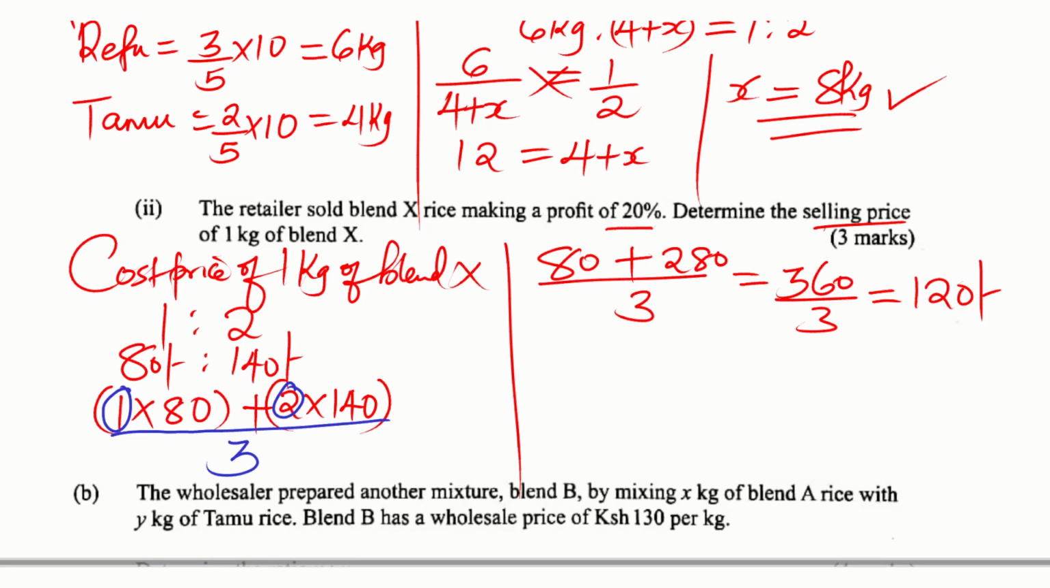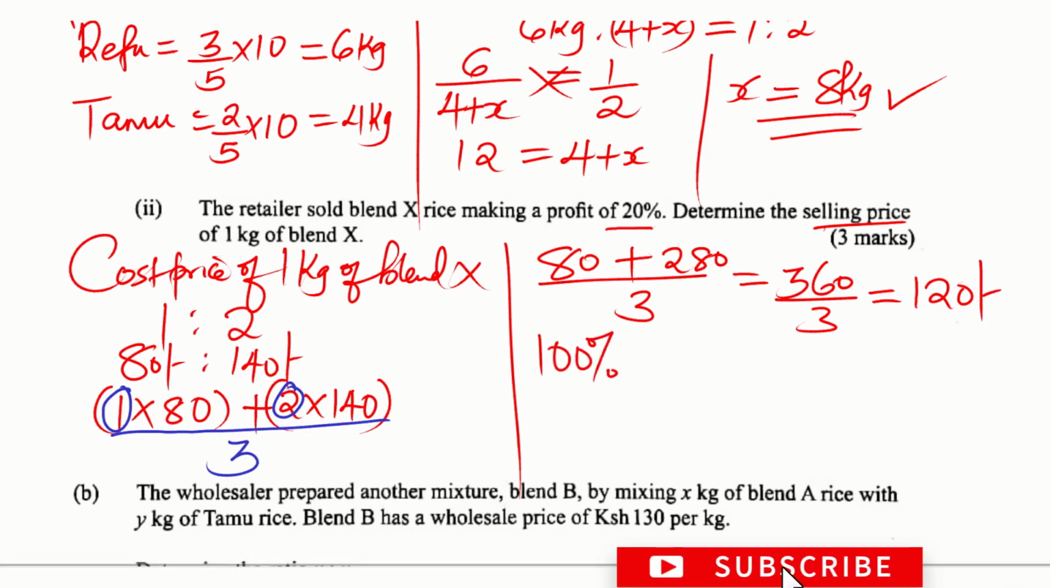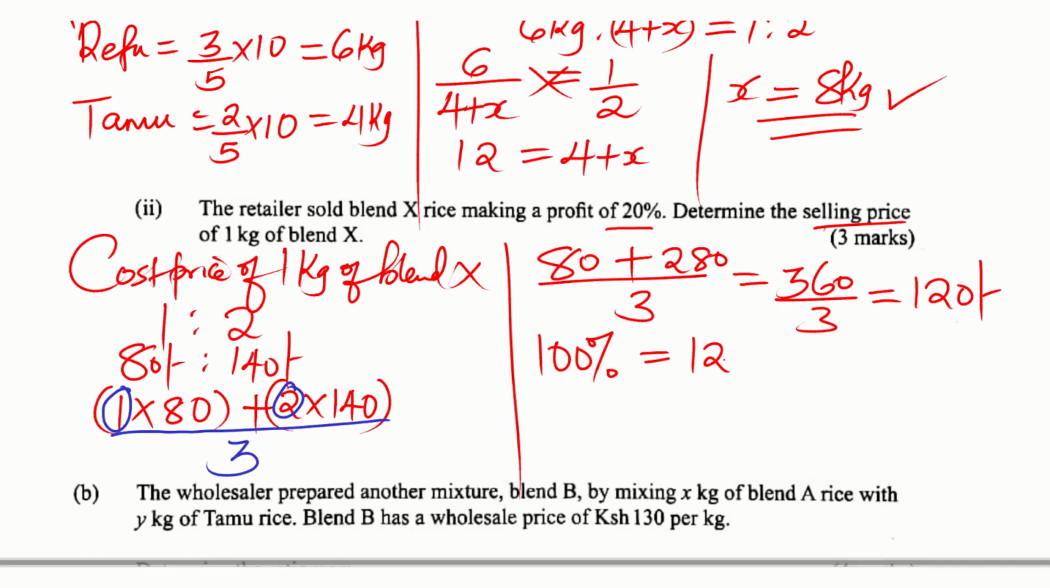Now remember, the cost price represents 100%. So 100% is 120 shillings. So what about after making a profit of 20%? A profit of 20% is obtained like this. Just take the cost price, which is 100%, plus the profit, and that will represent 120%. So we need to ask ourselves, if the cost price is 100%, what about 120%?